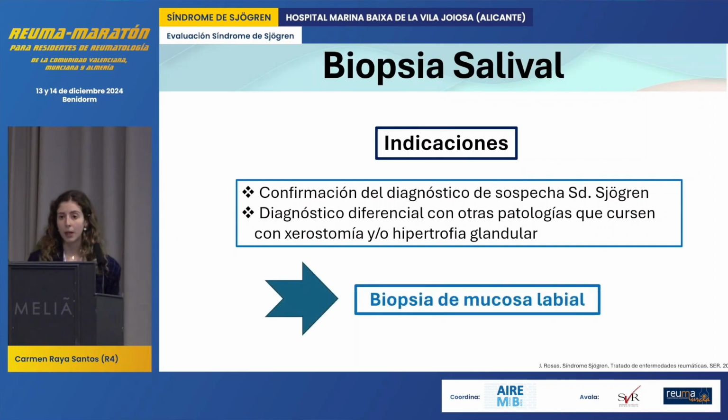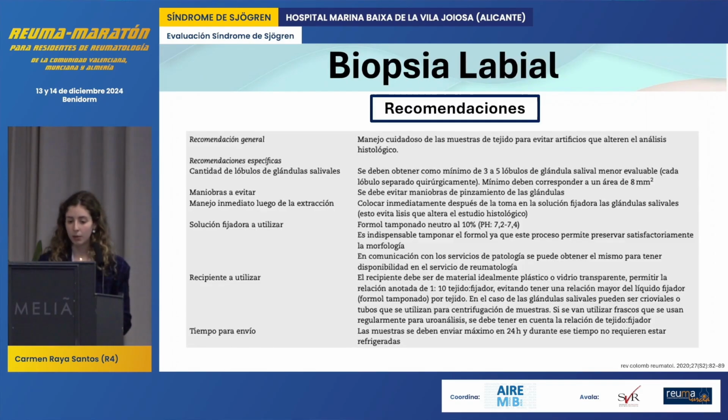We usually perform a biopsy of the labial mucosa, which involves taking the inner part of the lower lip, making a small incision, and it's important to collect a sample that contains at least 4 lobules of the sample. These are some recommendations on how to handle this test that we're going to obtain. And above all, emphasize here that the sample must be preserved in 10% neutral buffered formalin. And it must be sent to the pathology department within 24 hours, otherwise it loses quality.